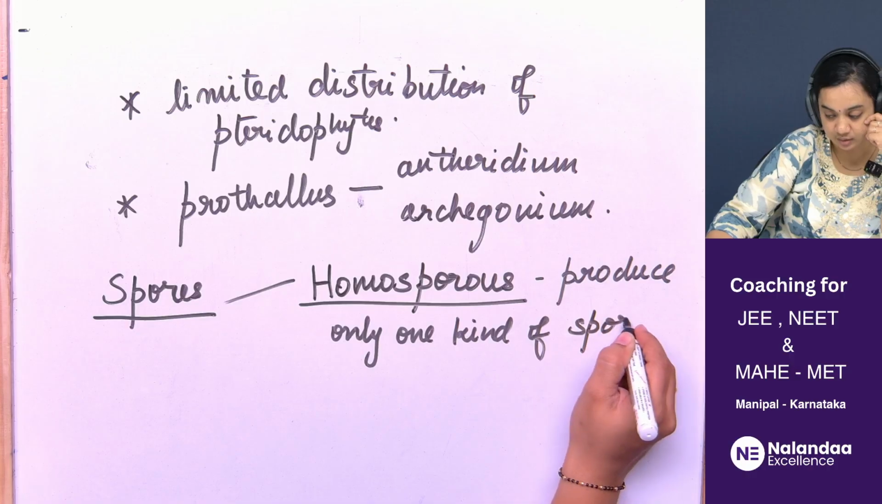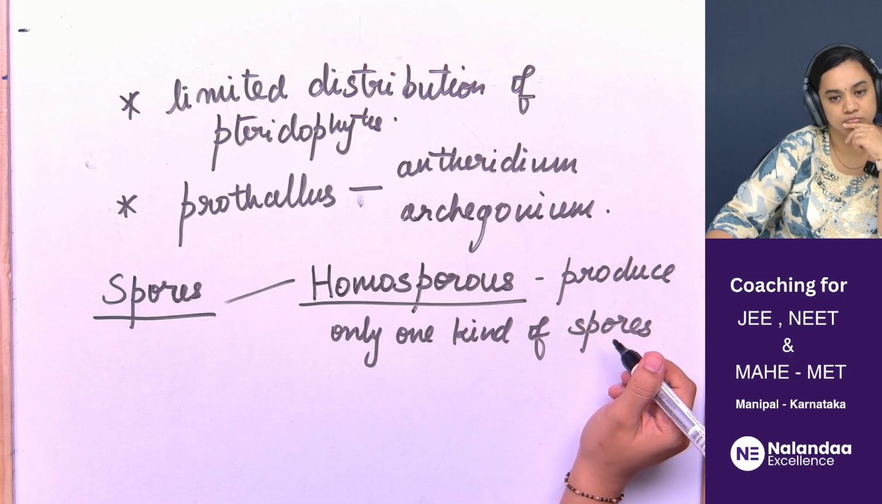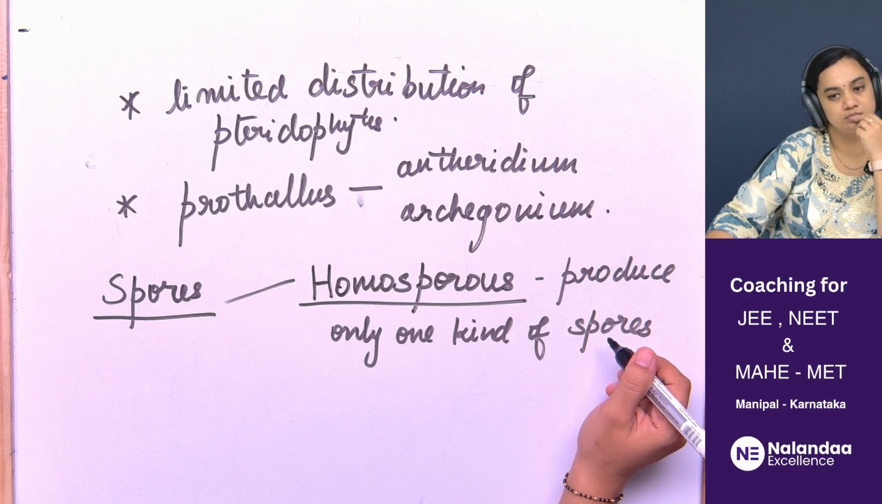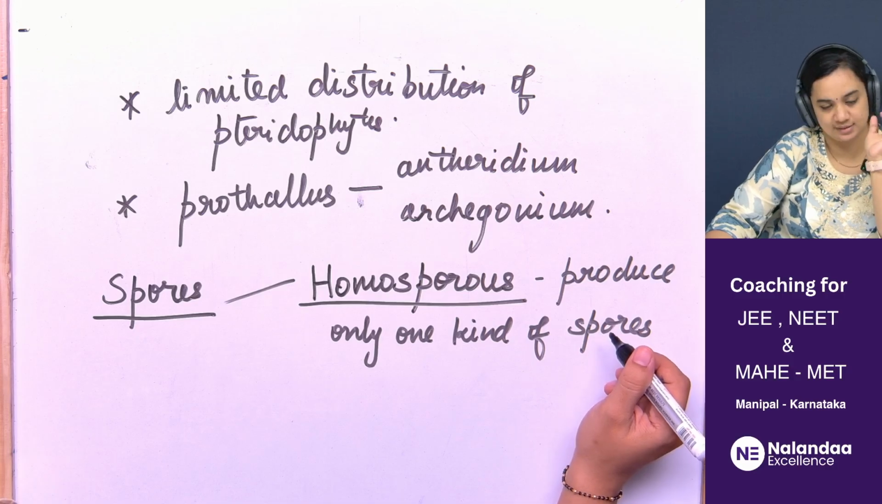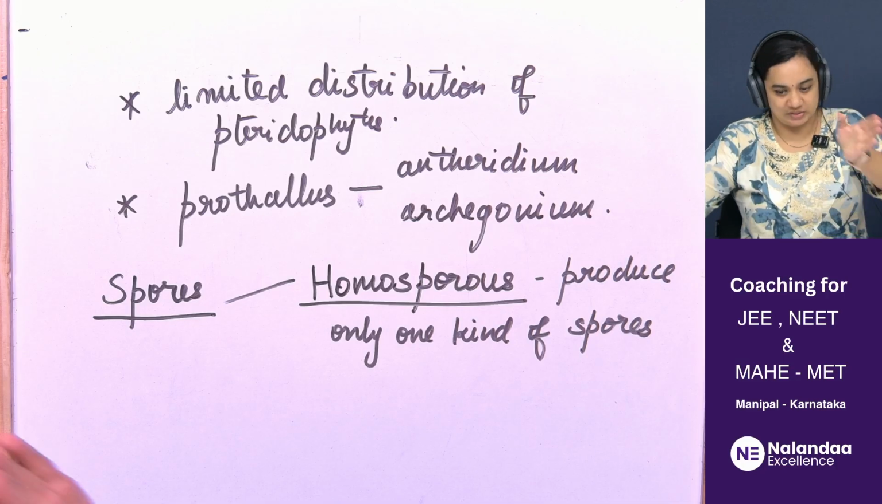Can you explain the life cycle? In pteridophytes, the life cycle goes from spores, which germinate into the gametophyte, the prothallus, which then undergoes fertilization and becomes the sporophyte again. Yes, that is how it happens. But let me explain the fertilization process later.